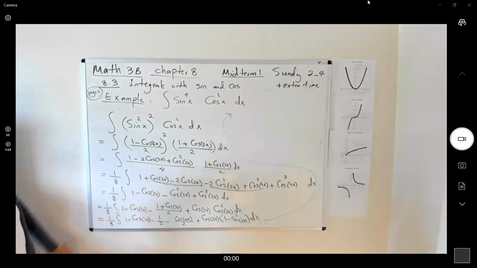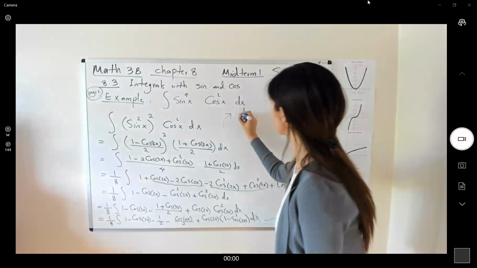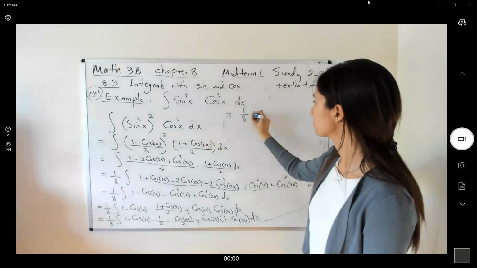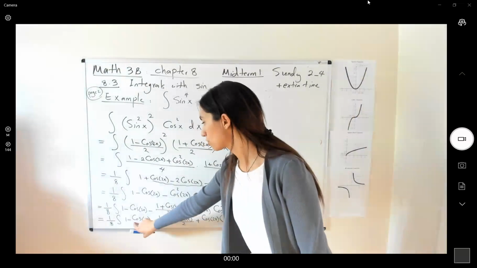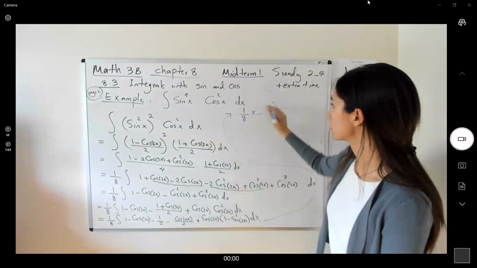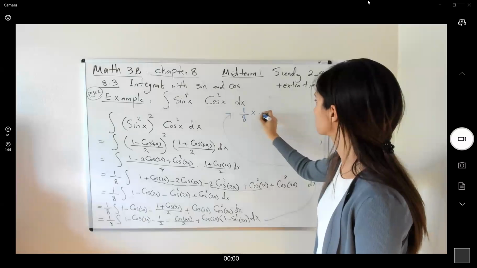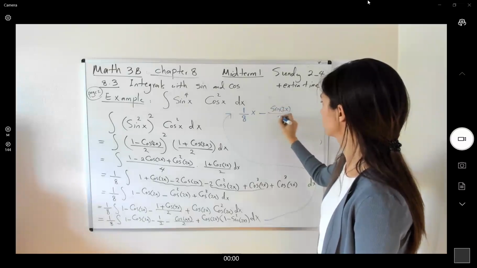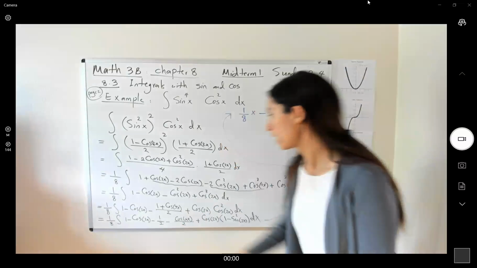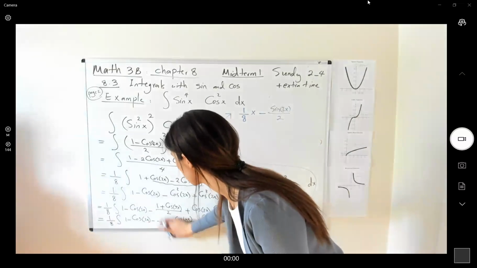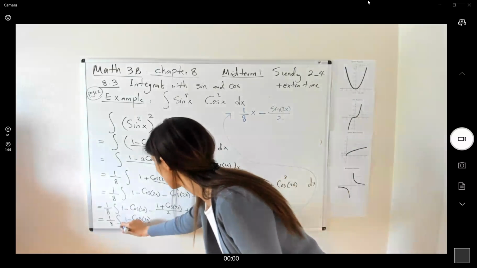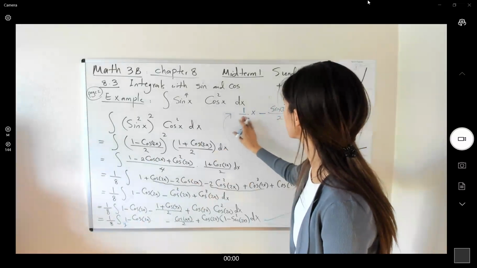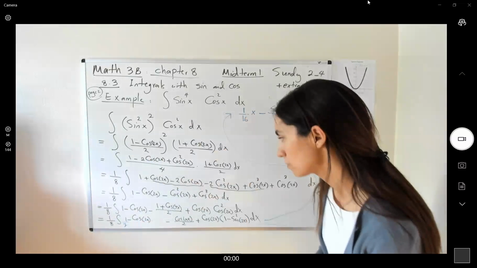So here you have 1 over 8. The integral of 1 is equal to x minus the integral of cosine 2x, which is a half sine 2x. Negative a half, so let me combine these two here. This is positive a half, so I don't have to deal with this 1 over 16 x.